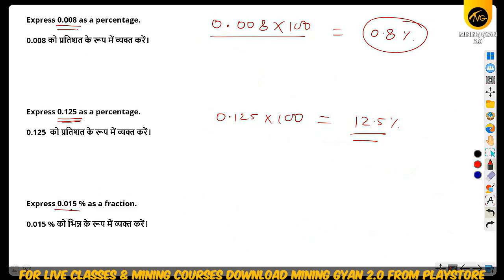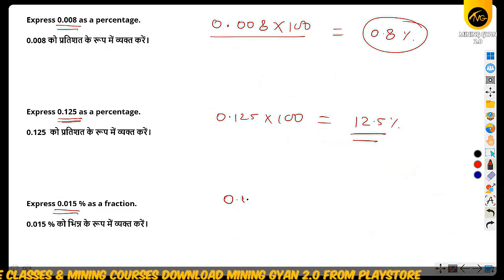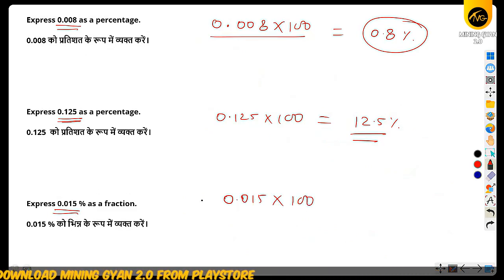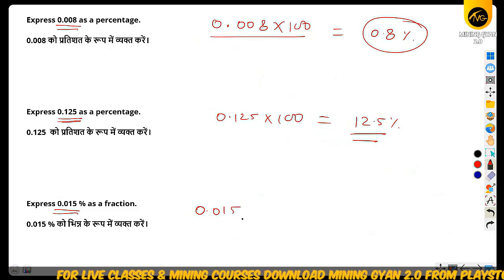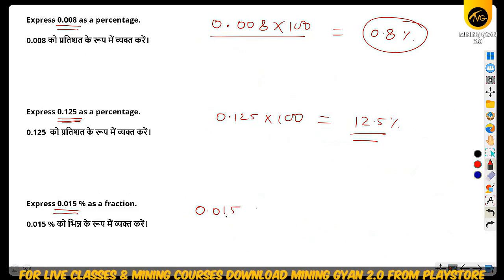Now similarly, 0.015 multiply 100. Okay, it is not to convert into percentage form. Express 0.015% as a fraction. This is the percentage form and we convert it into the fractional form. Okay, so if you want to convert into fractional form, then just take 0.015 and multiply by 1 divided by 100.